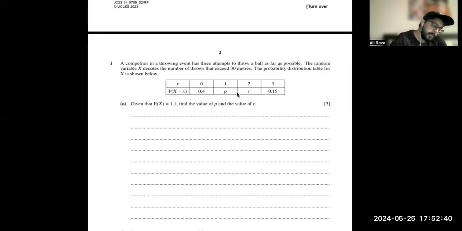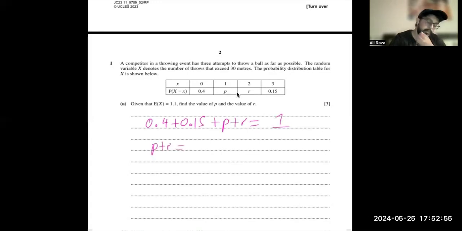So we know that the probability sum adds up to 1, 0.4 plus 0.15 plus P plus R should be equal to 1. P plus R is equal to 0.45.